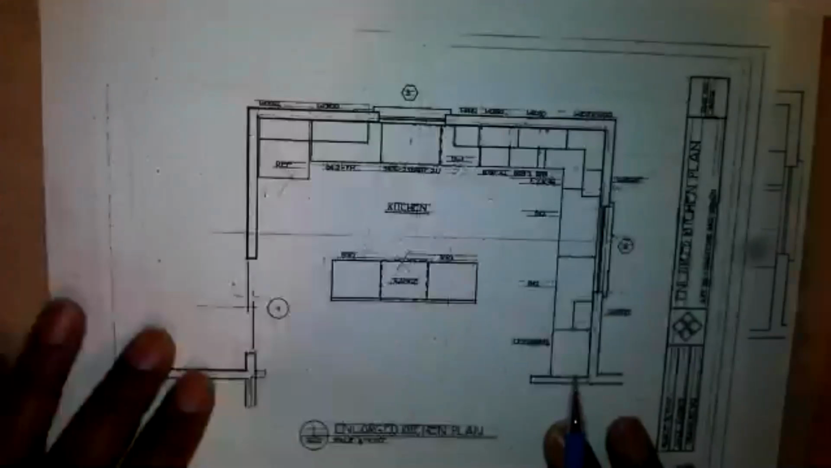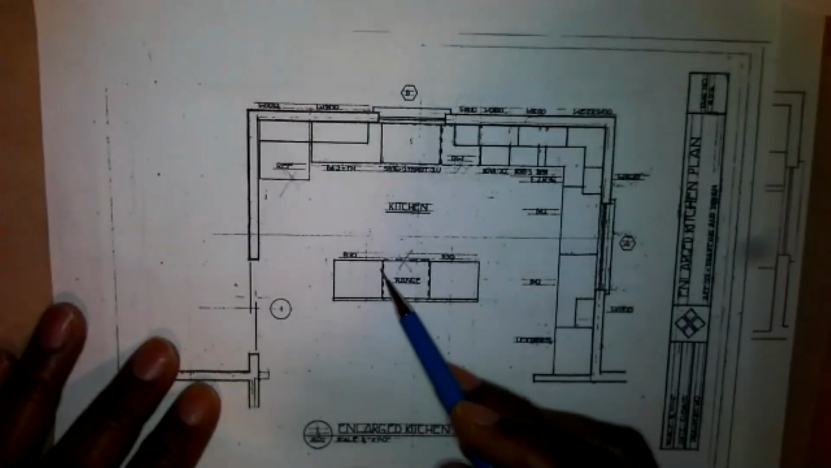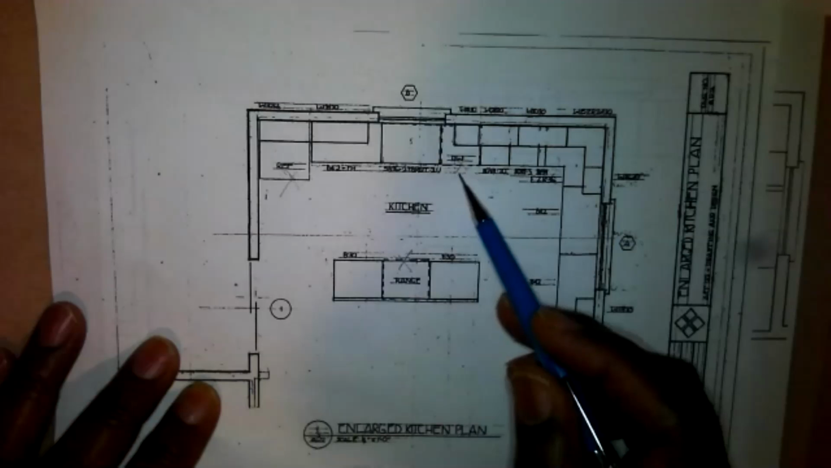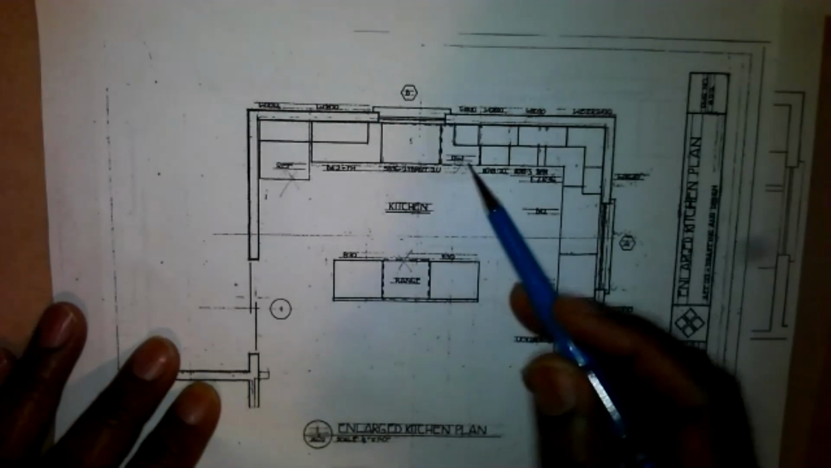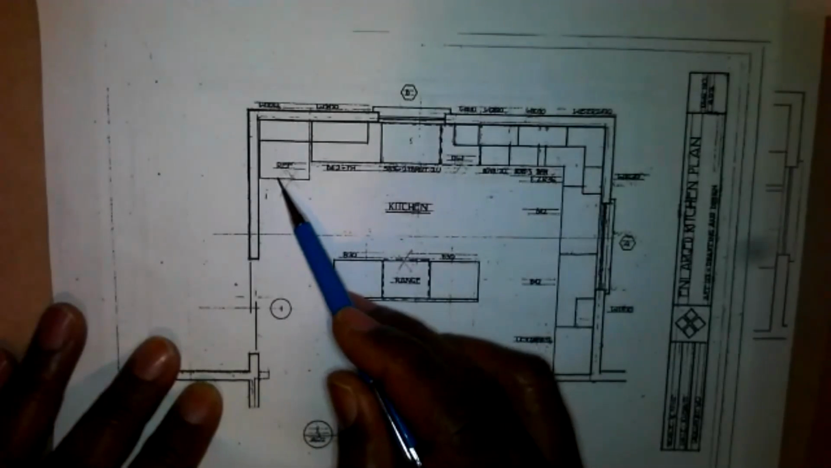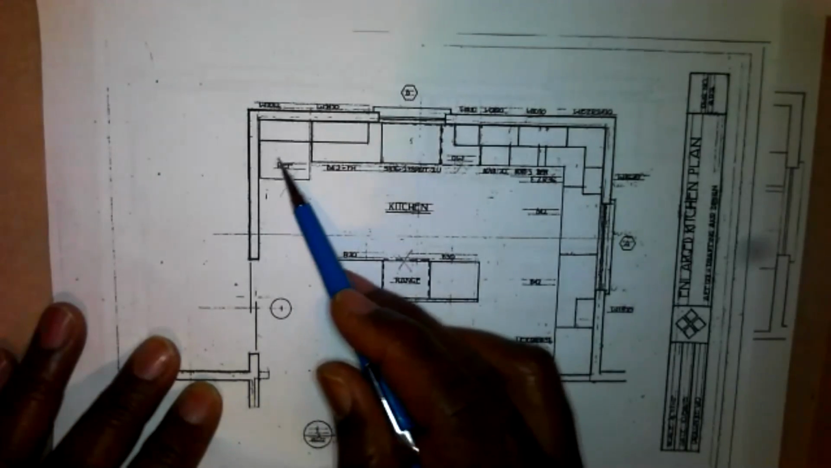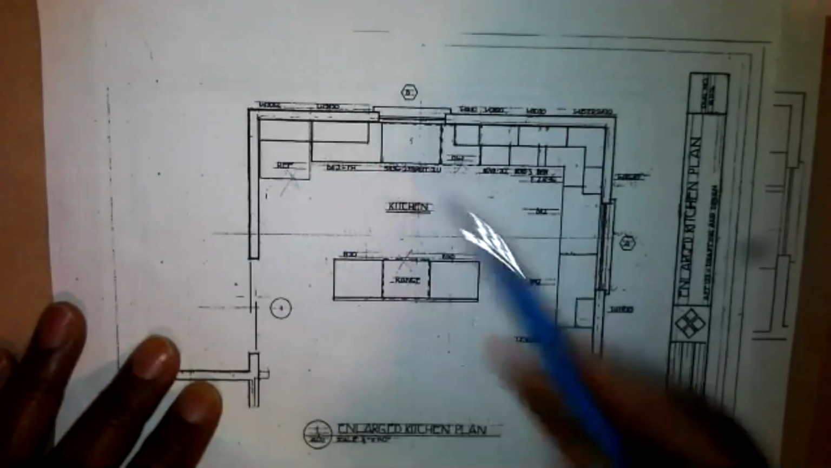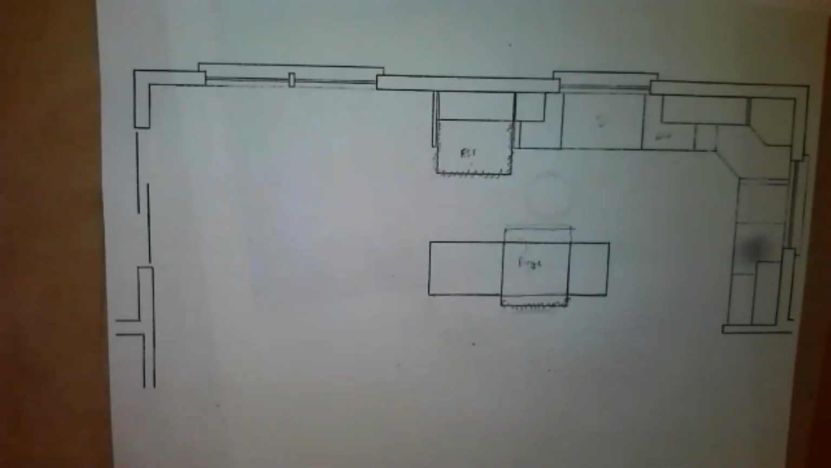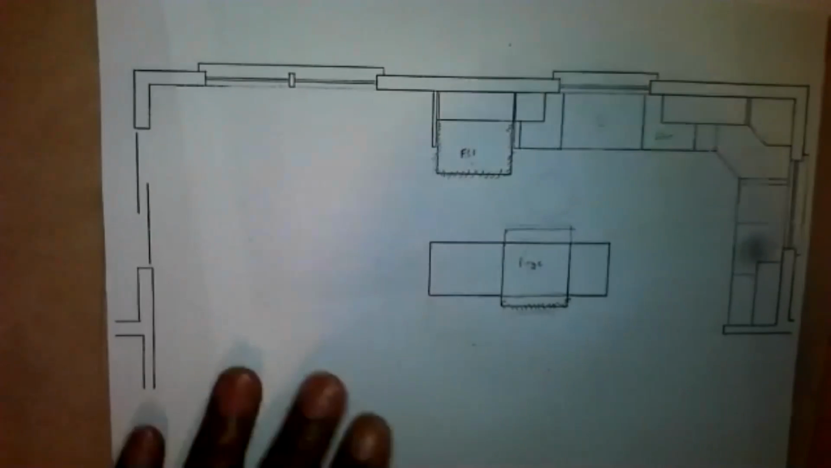You see here how the range is shown with hidden lines, and the dishwasher is shown with hidden lines. This refrigerator should also be shown with hidden lines. But we're going to do that last. Okay, all right.